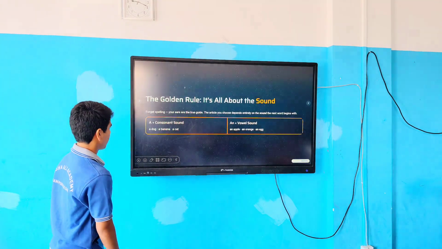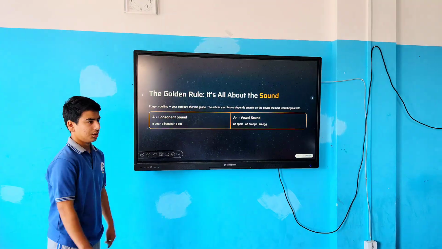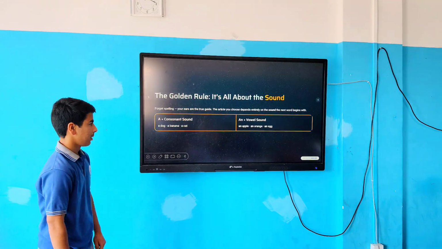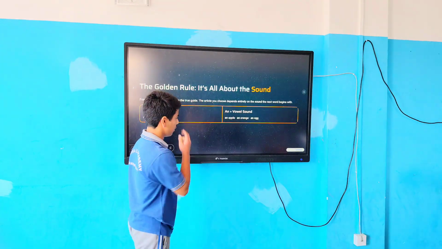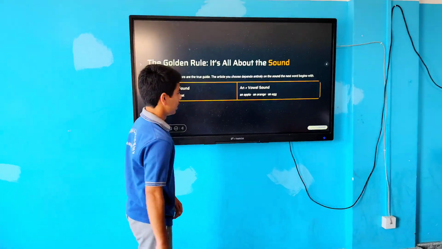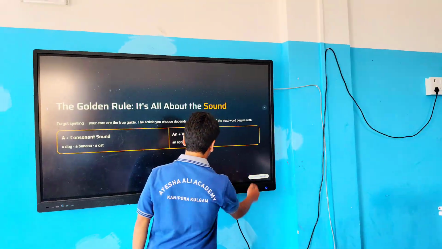A goes with a consonant sound. For example, a dog, a banana, a cat. And an goes with a vowel sound. For example, an apple, an orange, an egg.